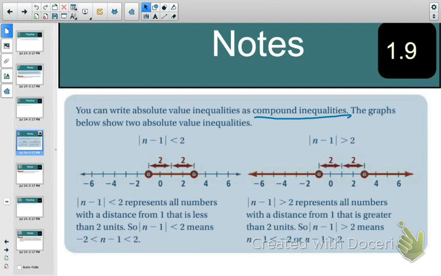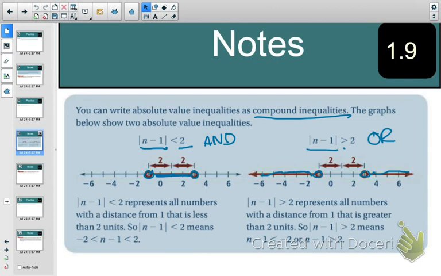The graphs below show two absolute value inequalities. So the first one, we have absolute value of n minus 1 is less than 2. And as you can see, you have the open circles because it's less than, and it's shading in between here. So this is like an AND problem, because you're shading in between. Then you have the absolute value of n minus 1 is greater than 2. And you can see you have the open circles here, but they're shading away from each other. So this is like an OR problem. So if it's less than, it's an AND problem. If it's greater than, then it's an OR problem.